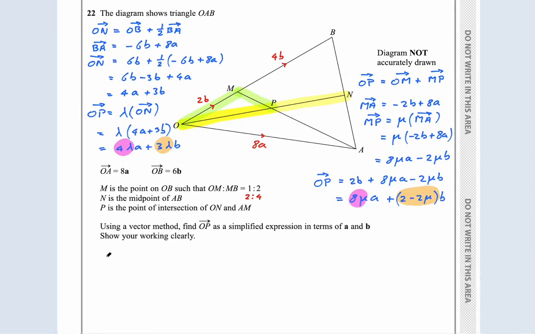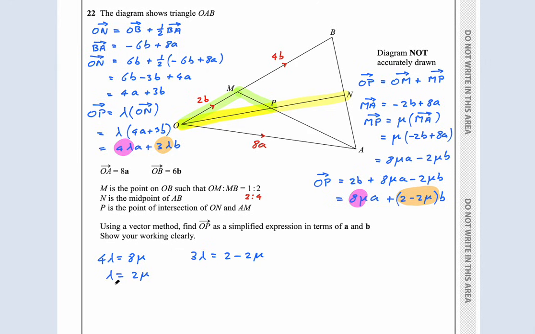Okay, so 4 lambda equals 8 mu. That's a nice one. Just divide both sides by 4. Lambda equals 2 mu. That's my first equation. My second equation is the B's. I'm going to equate them. 3 lambda equals 2 minus 2 mu.